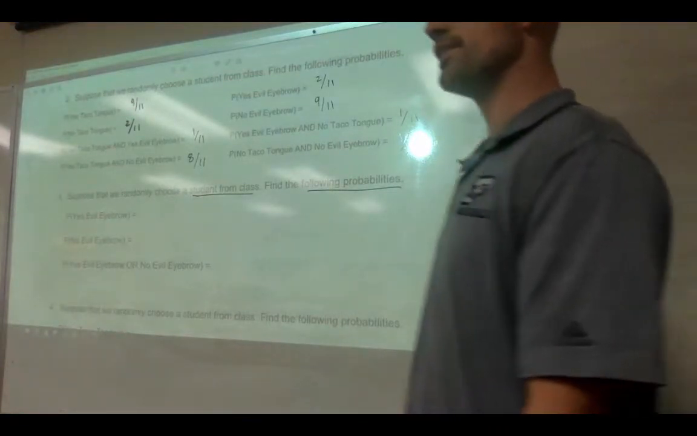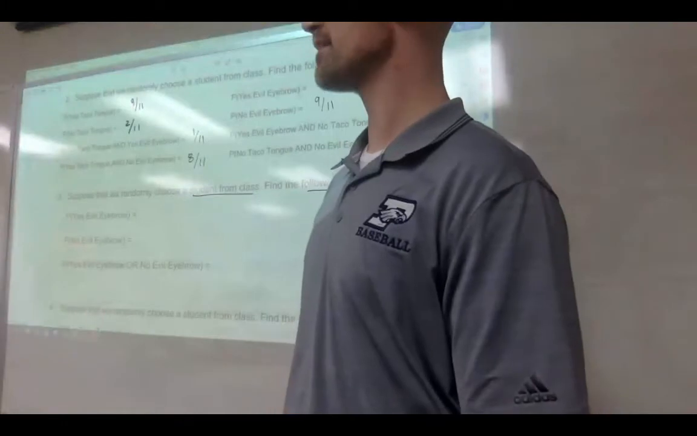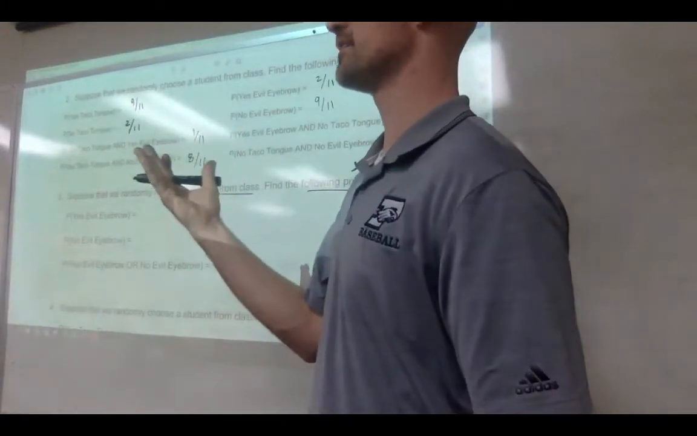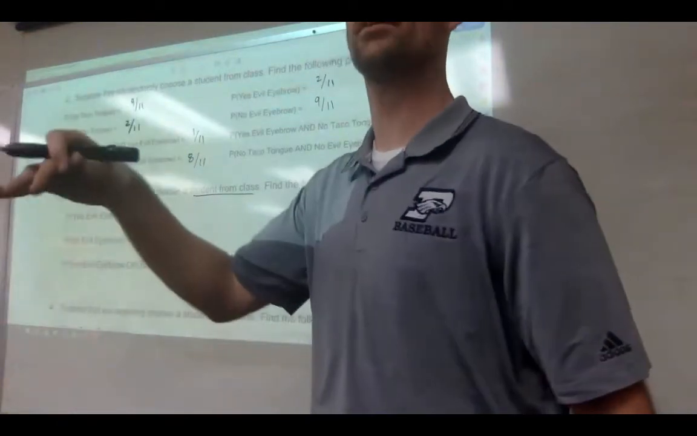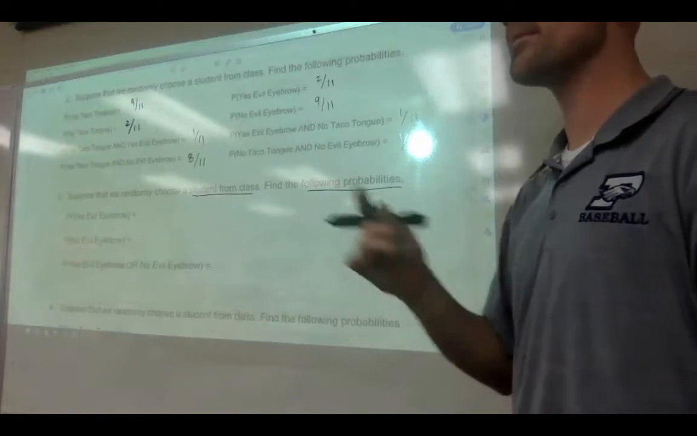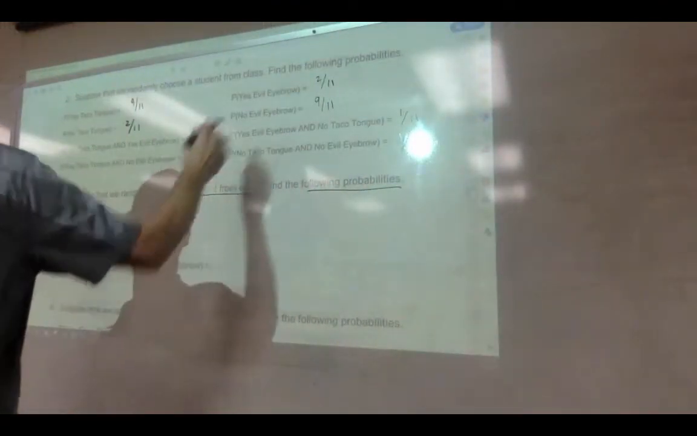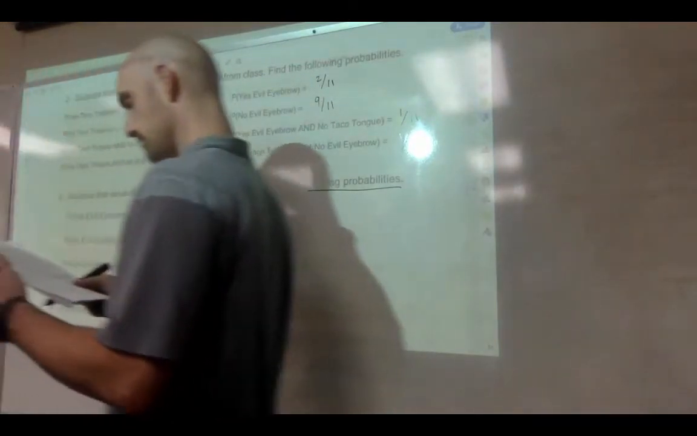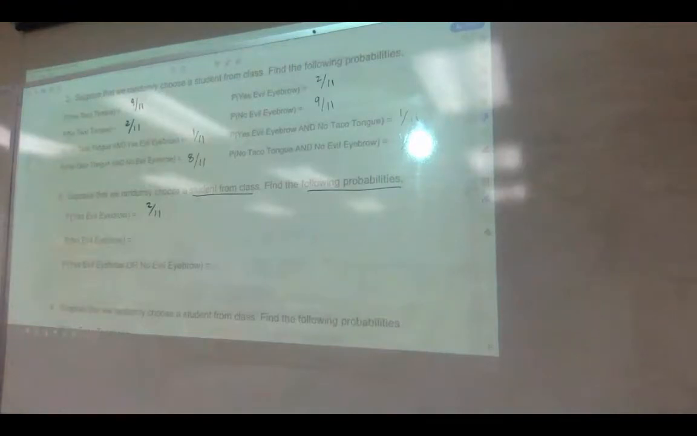The only probability frame of reference that we have is that we are picking from this class. There's no precedent for this. This is just what it is. So what is the probability of a person saying yes to evil eyebrow? How many people could do it? What about the probability of no evil eyebrow? 9/11.